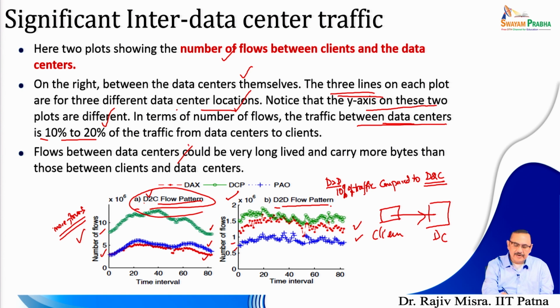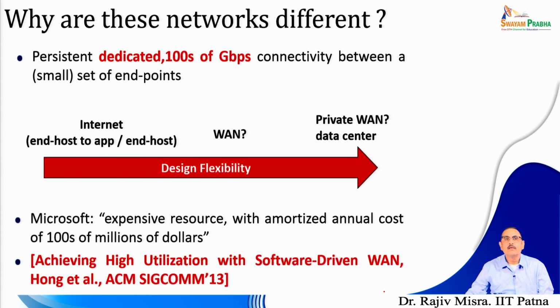The flows between the data centers could be very long lived and carry more bytes than those between the client and the data center. That is another important observation. Now, why are these networks different?